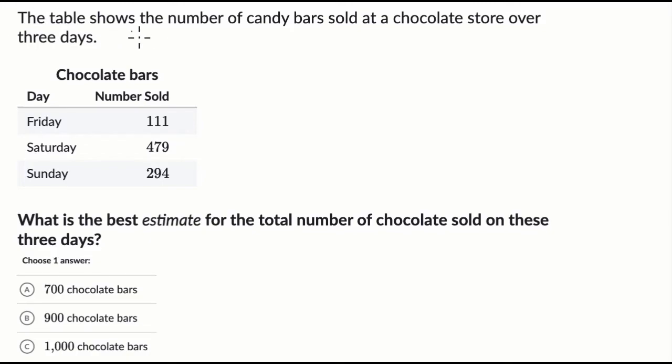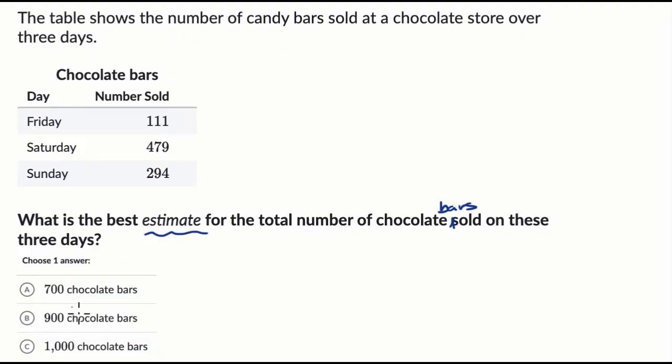The table shows the number of candy bars sold at a chocolate store over 3 days. What is the best estimate for the total number of chocolate bars sold on these 3 days? Pause this video and have a go at this. All right, now let's do this together.